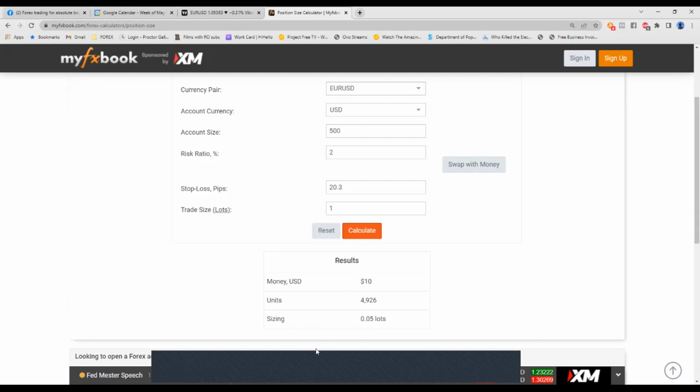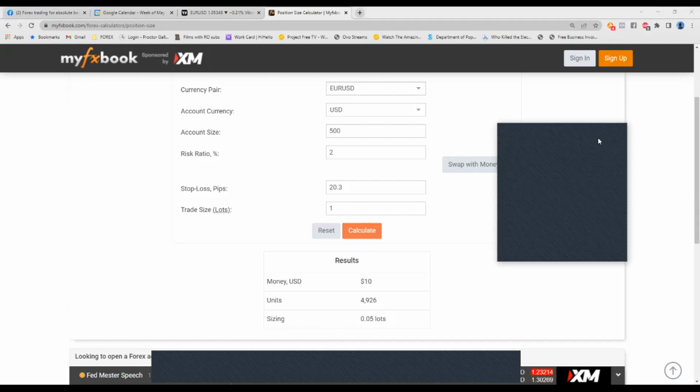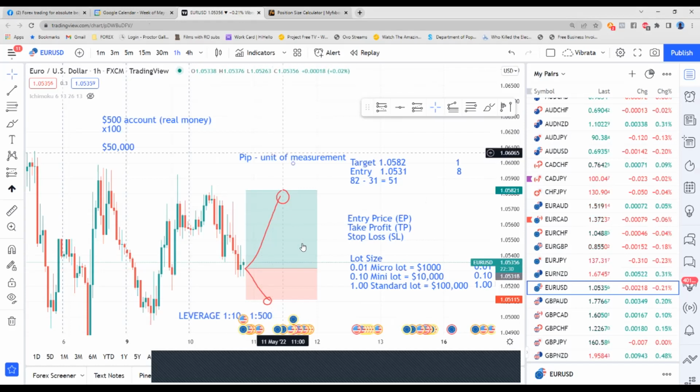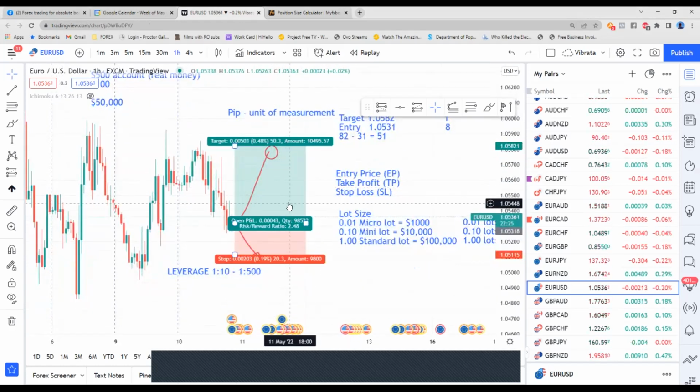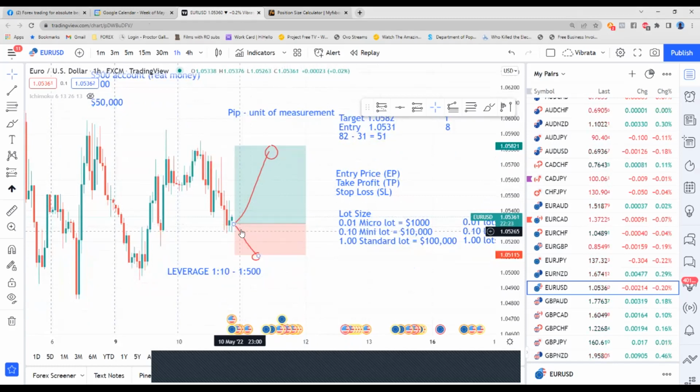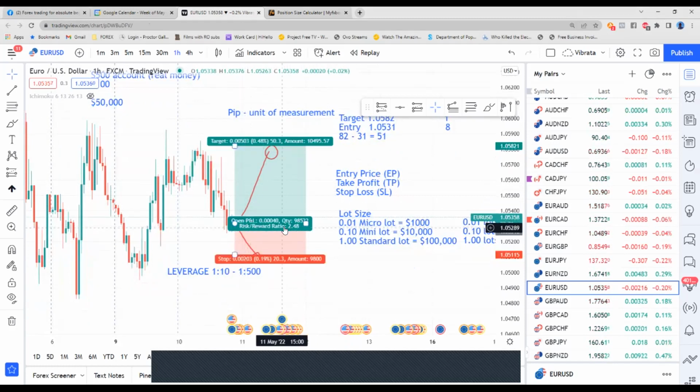So I know that I'm risking $10. What do I stand to gain? Well, going back to my tool here, I can see that I have a risk to reward ratio of 2.48, which means I stand to make 2.48 times what I plan on risking.